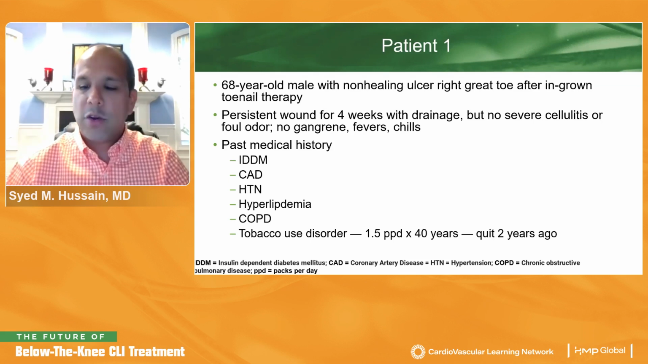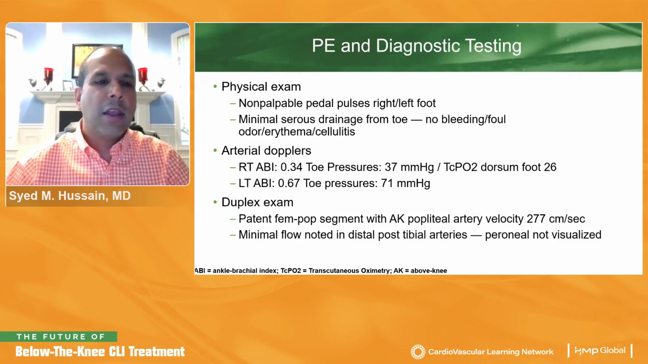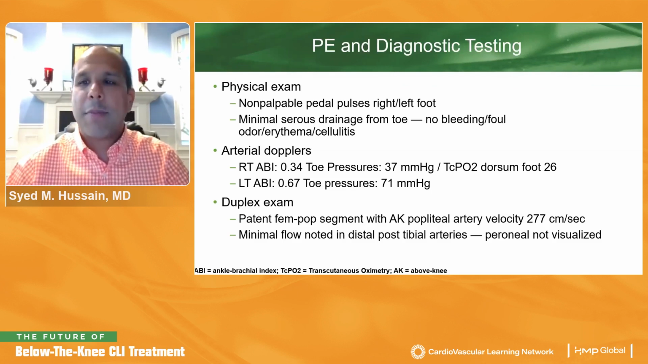The past medical history you see listed there is pretty standard for any vascular patient, with insulin-dependent diabetes, heart disease, COPD, and a history of tobacco use disorder. From the standpoint of the physical examination, the patient has non-palpable pedal pulses in the right and left foot. On examination, there's minimal serous drainage from the toe, but no bleeding or foul odor is noted, no erythema or cellulitis is noted.